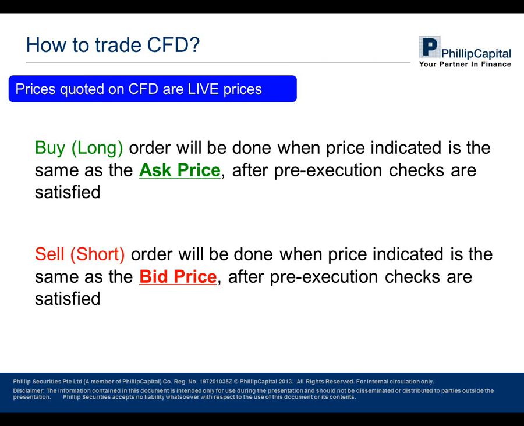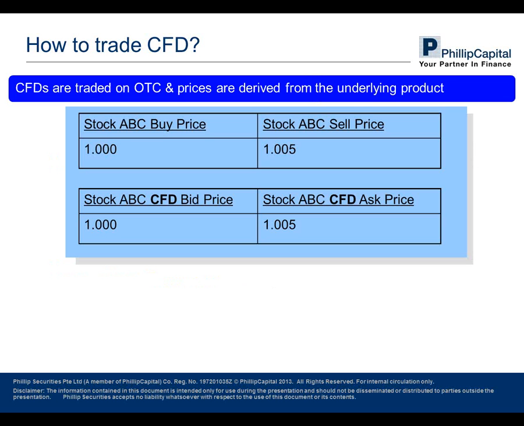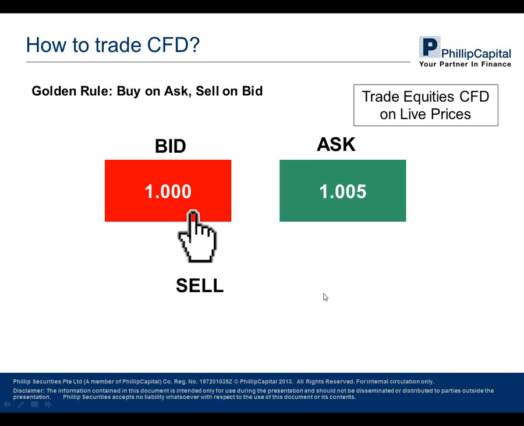So how do you trade a CFD? It's very, very easy because our prices quoted are live prices with no additional spread. You just buy on the ask and sell on the bid. A little bit more on understanding what CFDs are: when the stock ABC buy price is 1, our CFD bid price is exactly the same. Same with the sell and the ask side. Again, our golden rule is buy on the ask, sell on the bid.